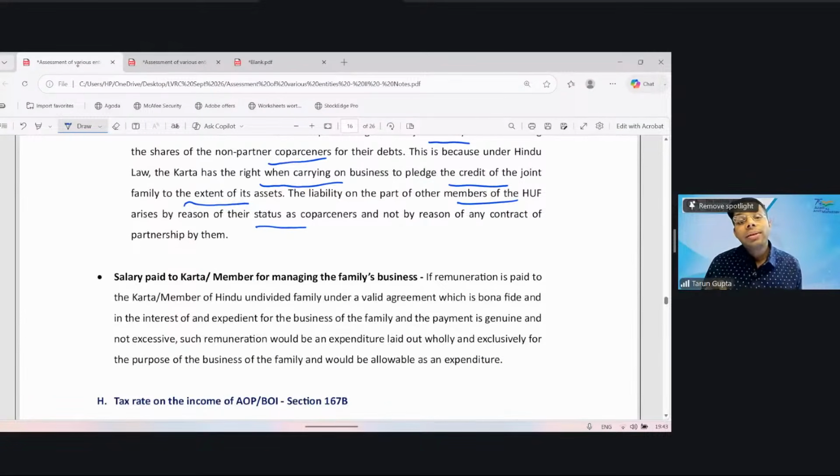If the HUF pays salary to the karta or a member, and the salary is genuine and bona fide for the services performed by such member, then such salary shall be allowed as a deduction in the hands of the HUF. If remuneration is paid to the karta or member under a valid agreement, which is bona fide and in the interest and expedient for the business of the HUF, and the payment is genuine and not excessive, such remuneration would be an expenditure laid out wholly and exclusively for the purpose of the business of the family and would be allowable as an expenditure.